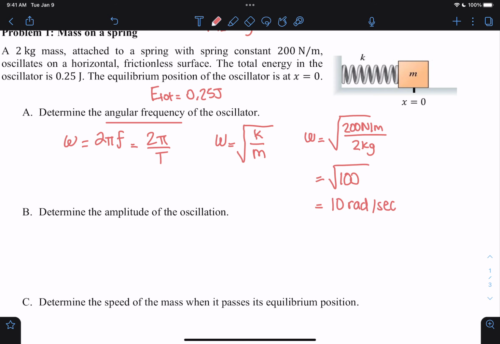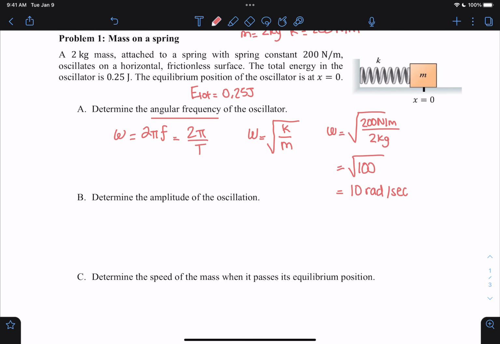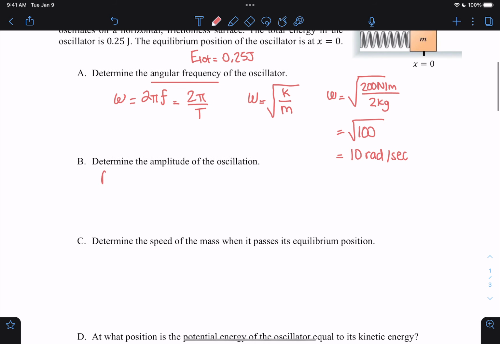So that's the angular frequency for part A. Now part B is asking us about the amplitude of the oscillation, right? So remember, amplitude A, that's going to be the maximum distance that you can compress the spring or stretch the spring. That's the definition of the amplitude, right?